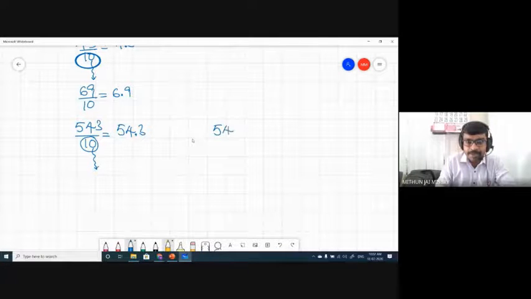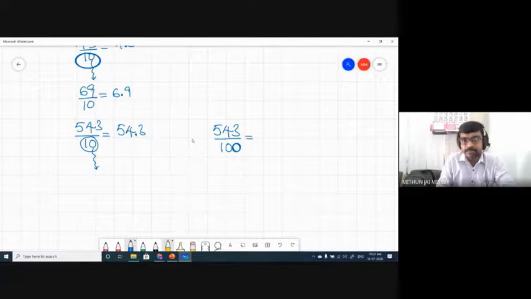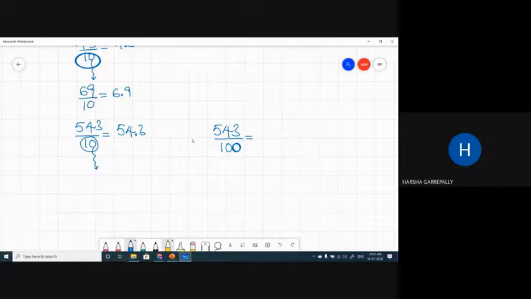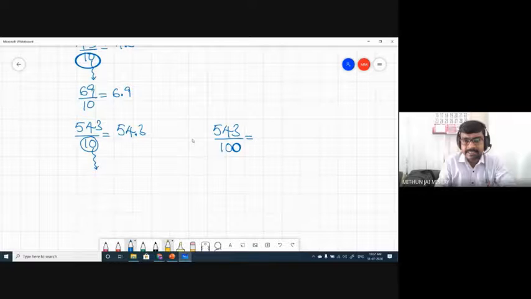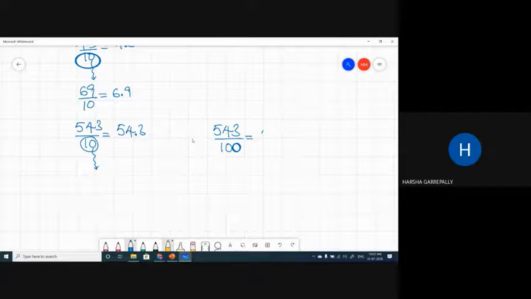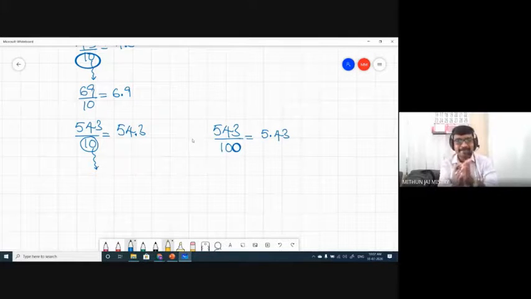If the same question is 543 by, instead of 10, if I am taking 100, yeah, Harsha, again you. Harsha, please answer. What will it be? 5.43. Very good. Keep it up, Harsha.